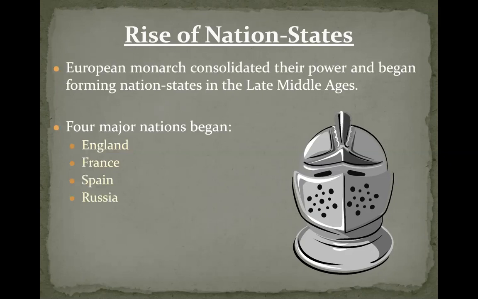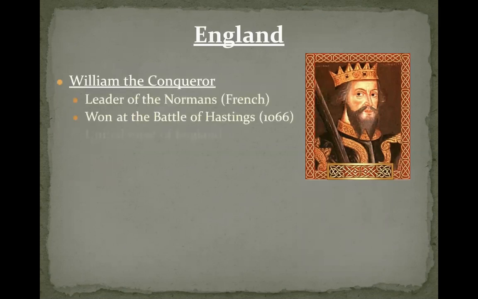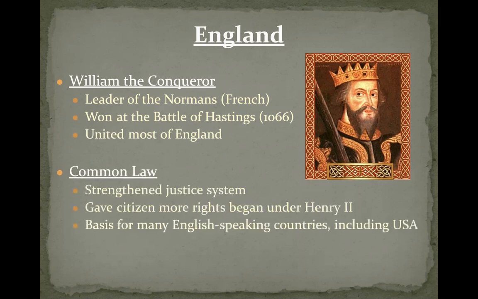The first of these nation states we'll be talking about and going into is England and William the Conqueror, who we might remember seeing in our notes previously, but here he is again. William the Conqueror was leader of the Normans and what would become known as the Norman Conquest, which is where he was able to unite most of England. And again, remembering how he won at the Battle of Hastings, which we put in our notes before.